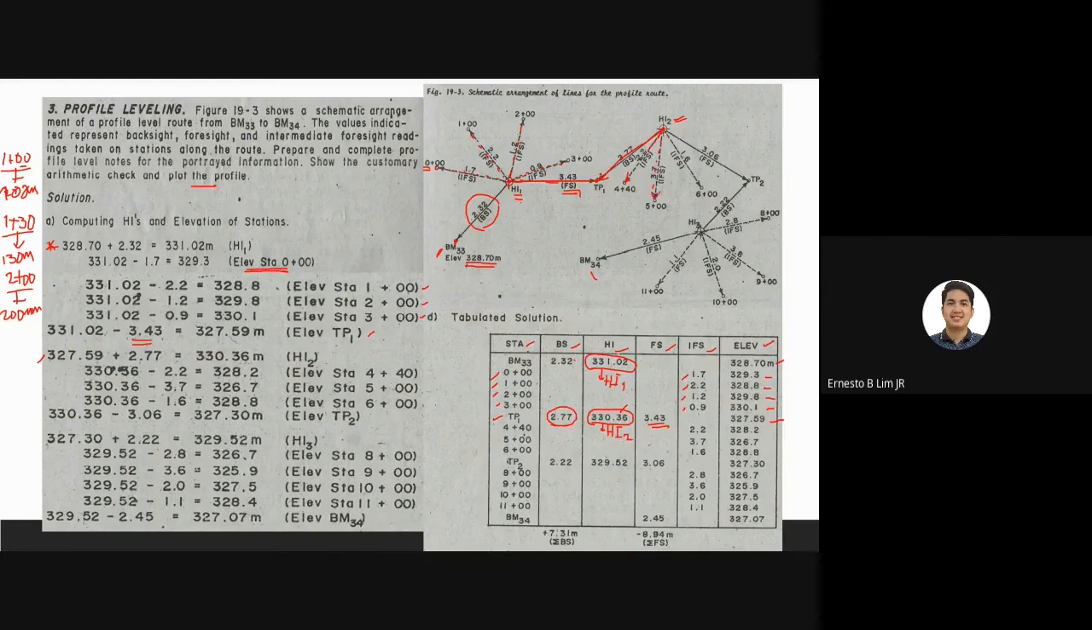After getting the backside for your TP1, you need to start again getting the intermediate foresights to your desired stations at the center line of your project. So you have 4 plus 40 here, then 2.2 intermediate foresight, 5 plus 00, intermediate foresight 3.7, then 6 plus 00, 1.6 intermediate foresight.